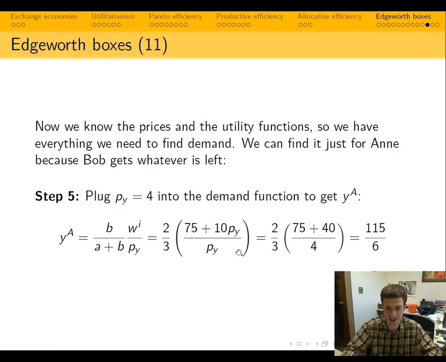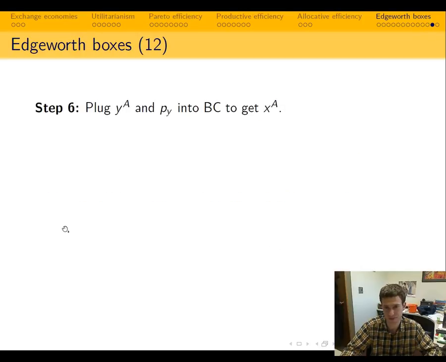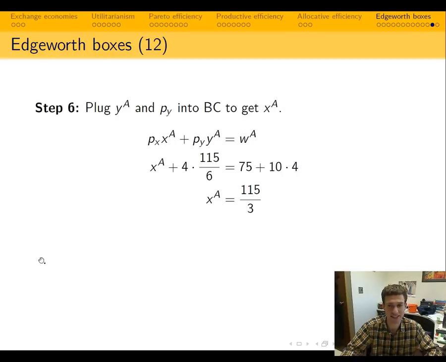This is the thing we had earlier, the 2/3 of 75 plus 10 PY. We're going to plug in 4, so this becomes 75 plus 40 divided by 4. Solve this, we get 115 over 6. And then we're going to plug this YA and PY into the budget constraint for Ann to get Ann's demand for X, right? Ann's expenditure on X plus her expenditure on Y has to equal her income. We know the price of X, we know the price of Y, we know how much Y she purchases, and we know her income, so we're just plugging in these numbers.